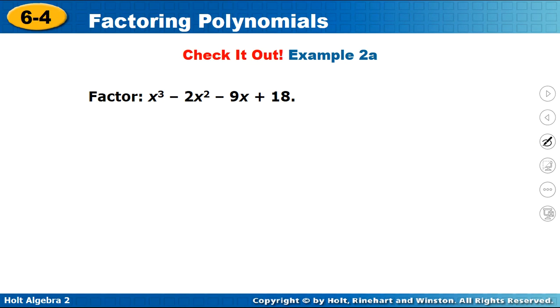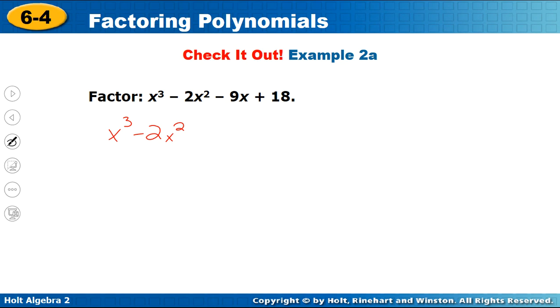This again, because there are 4 terms, let's try the difference of squares approach. Or not difference of squares, I'm saying the factor by grouping approach. Alright? So I'm going to group these first 2 terms together, and I'm going to group these last 2 terms together. And again, since I have a minus sign for that 9x, I'm going to make sure that's included in that second group.